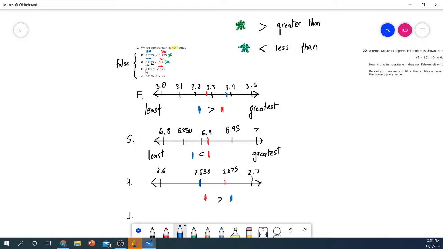And we see in H, this statement is completely false. They switched the numbers. 2.675 is supposed to be greater than 2.65. It's not the other way around. So this would be the right answer choice.